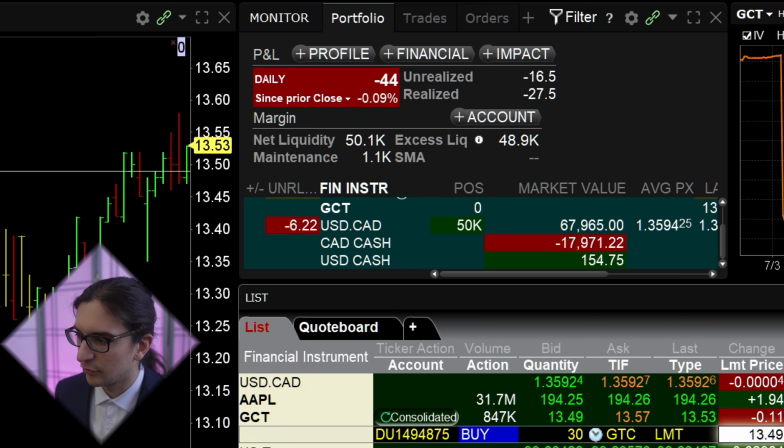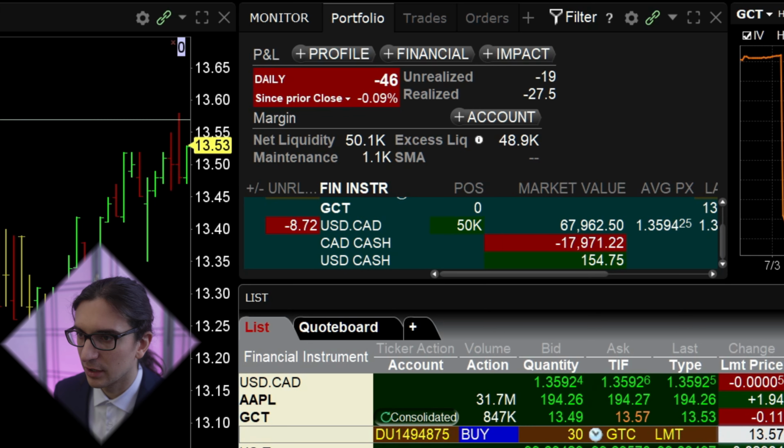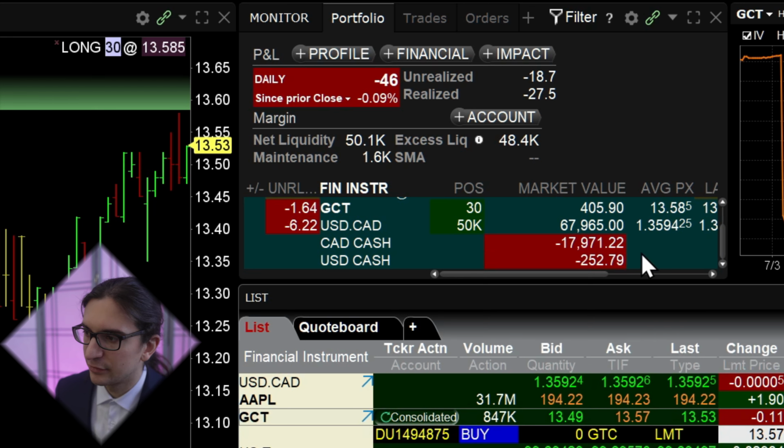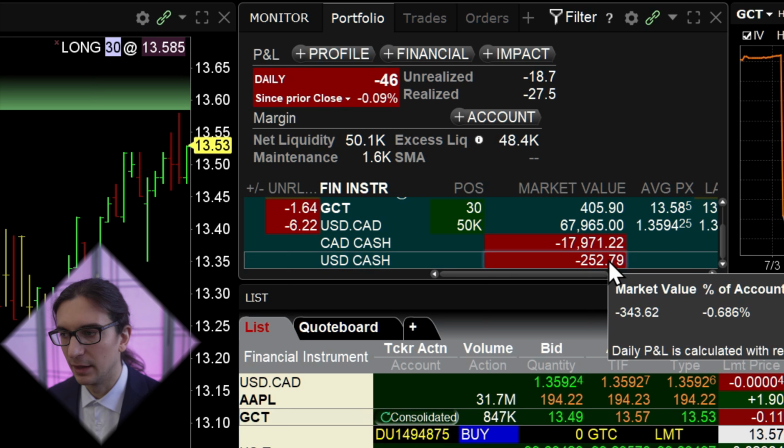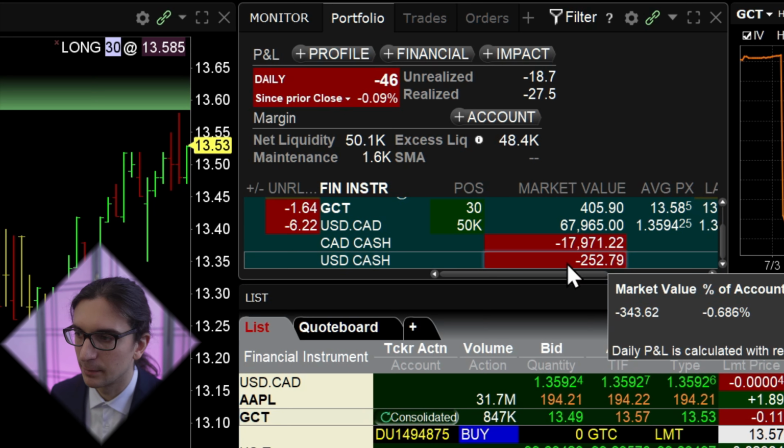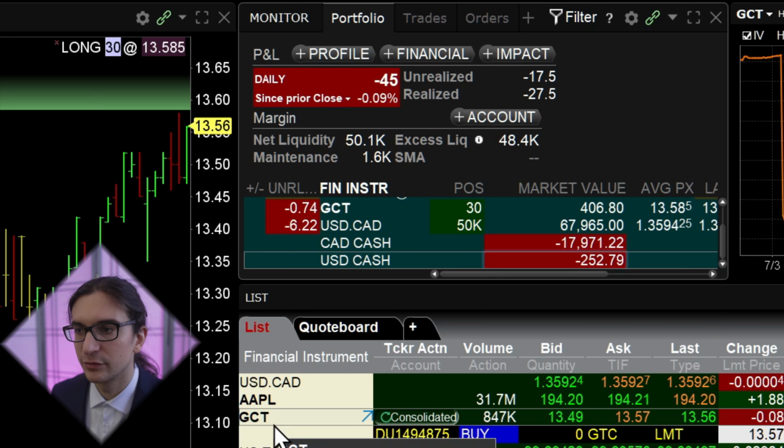So the other thing I wanted to show you is that when you do go ahead and buy the stock, I'm going to buy it at a price that's probably not even the real price. You'll see that it uses your cash balance. You can see now my USD cash balance is minus 252, as opposed to trading the futures where it does not use the cash balance.